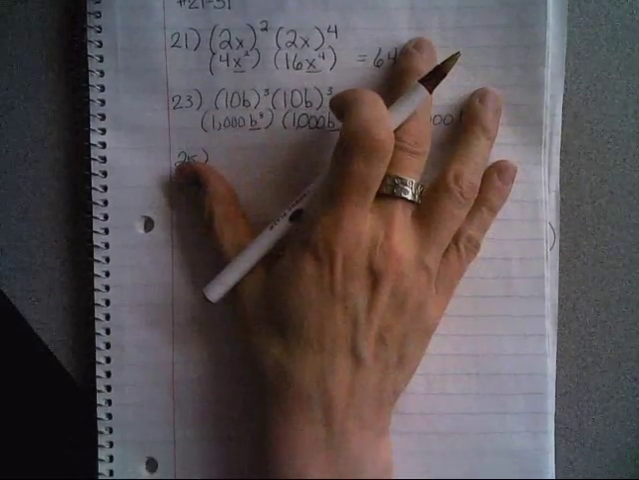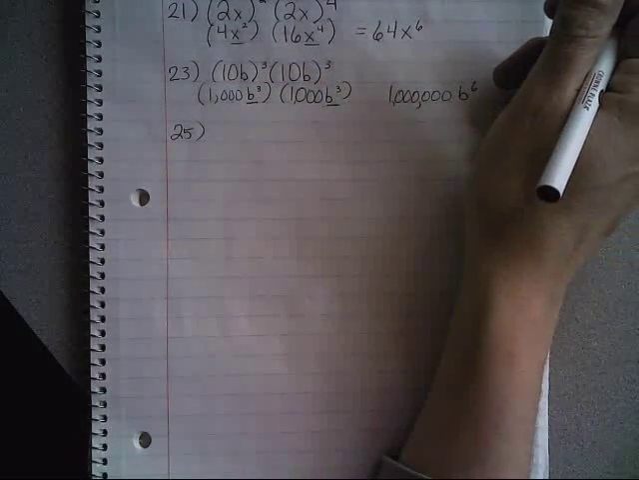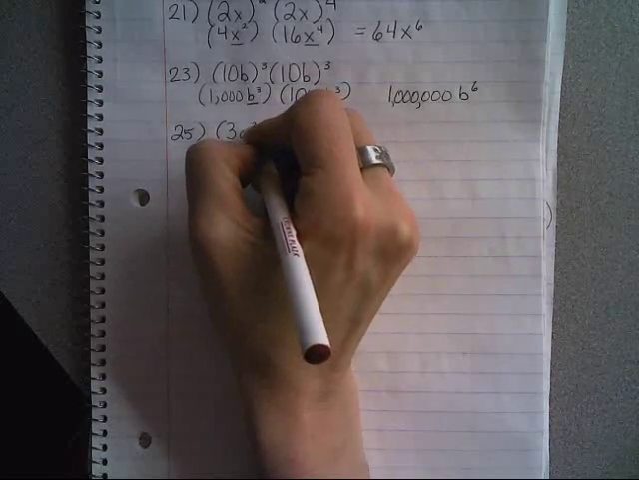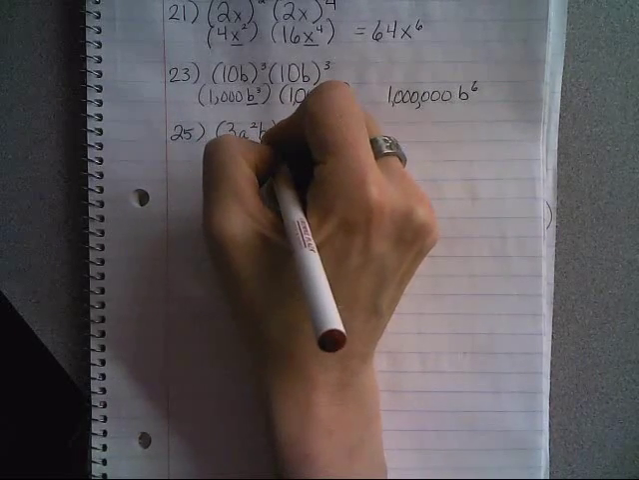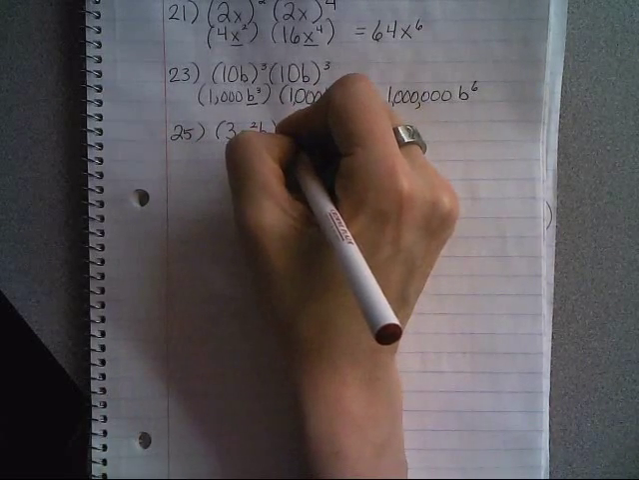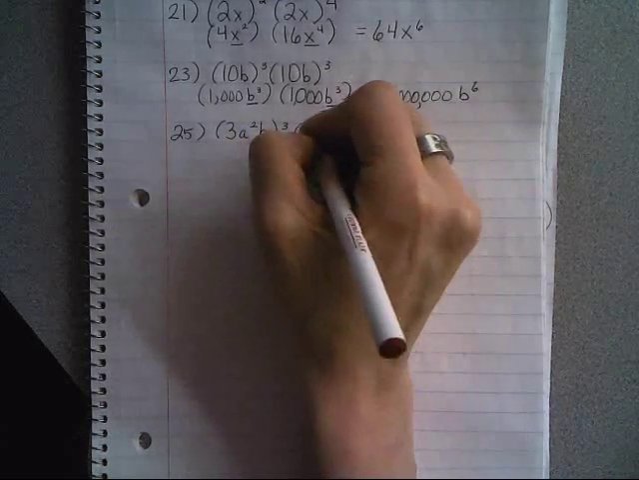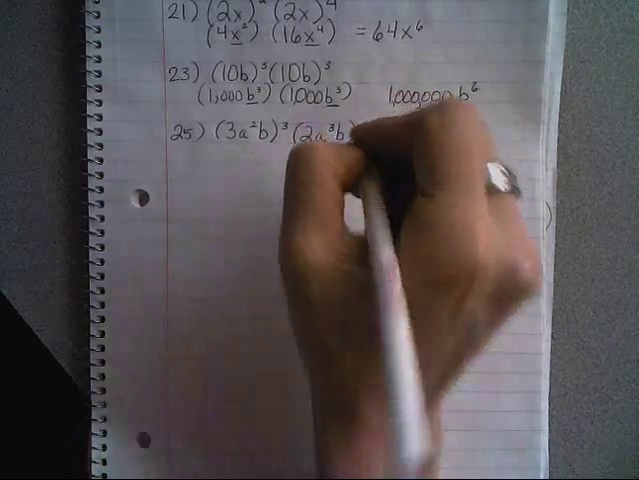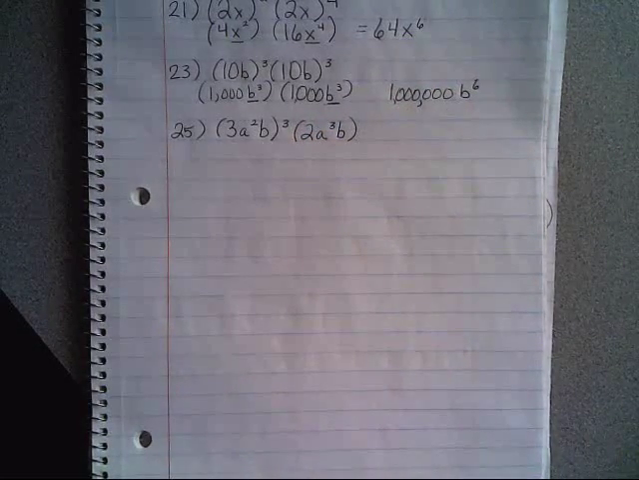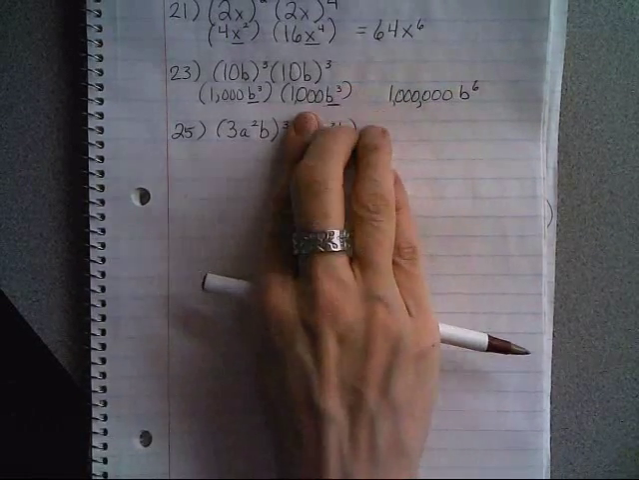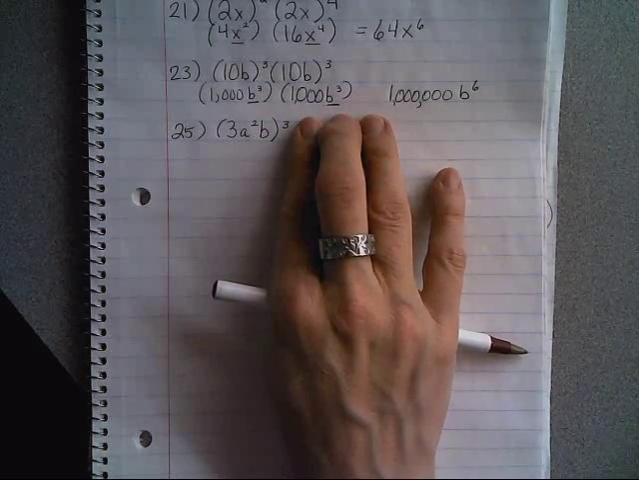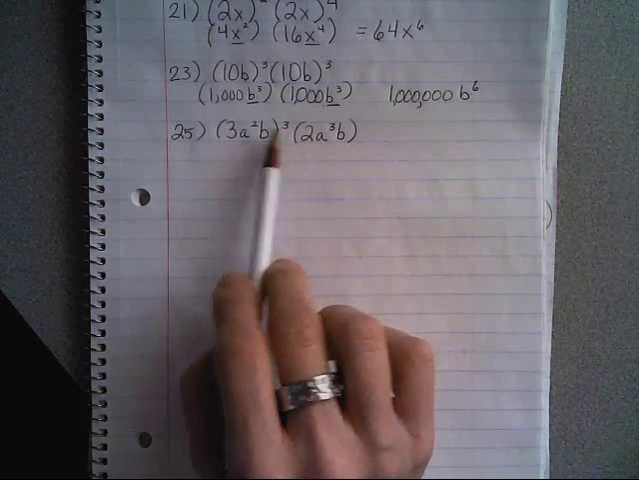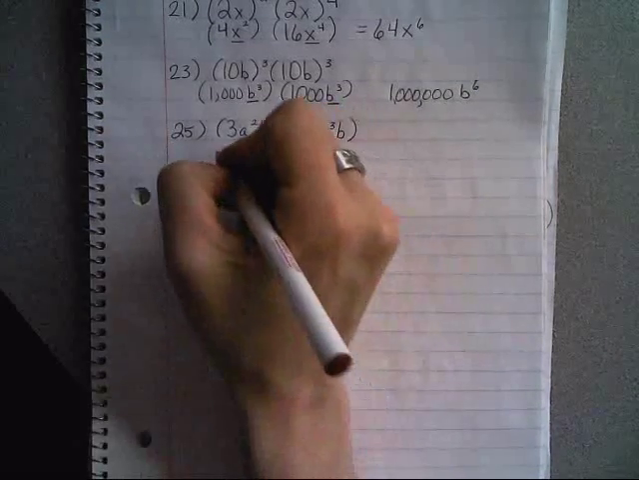Here's 25. 3a squared b to the third power times 2a cubed b. All right. Let's find the result when we cube that first component. 3 cubed is not 9.